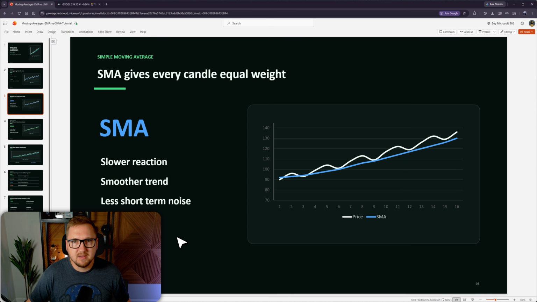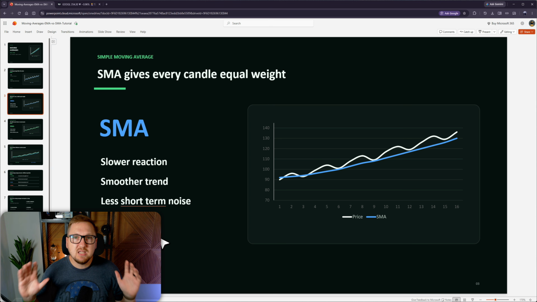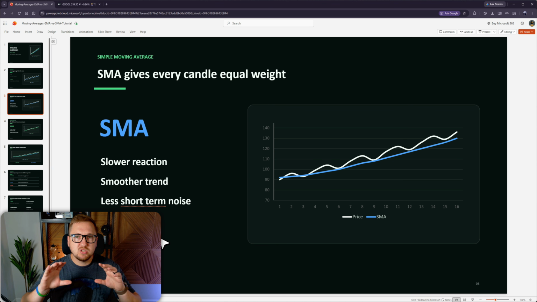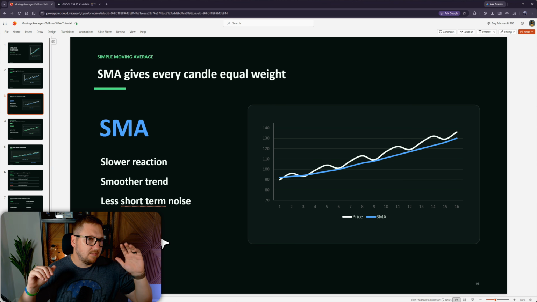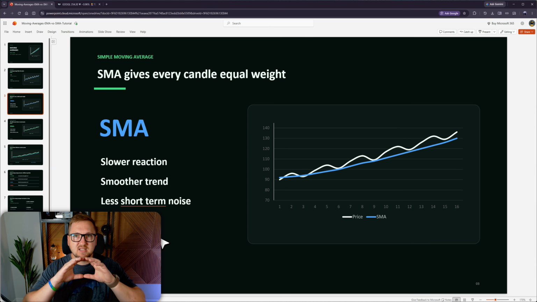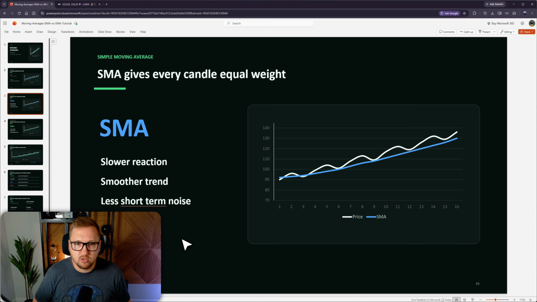Next up, we're going to be talking specifically about the simple moving average. The simple moving average takes all candles across the board and calculates them equally. So it's not that a closer time frame is weighted heavier than 50 days ago, right? It's consistent. Over 50 days, every single candle, every single day, has a consistent weighting on that moving average. That's really the difference in a simple moving average. So it's slower to react, it's a smoother trend, and has less short-term noise.